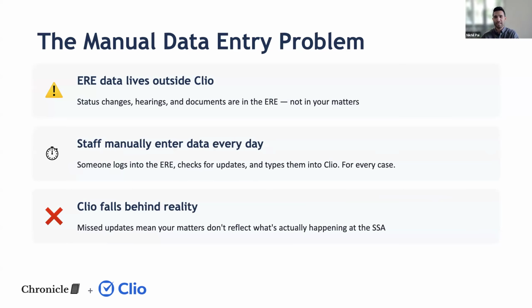And there is the actual set of documents that are in the ERE. To have compliance, to have your record of all your documents, you are often downloading that out of the ERE in Chronicle and putting it into Clio. We want to automatically push those things for you so that you don't have to do that manual process. So it's really about this manual data entry problem and connecting those two systems together.